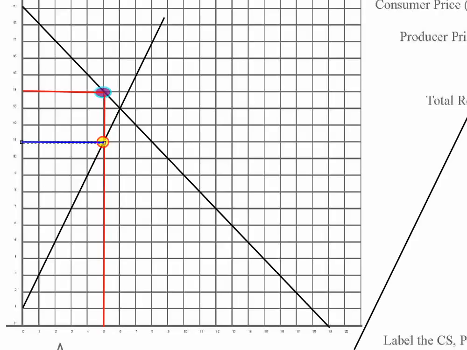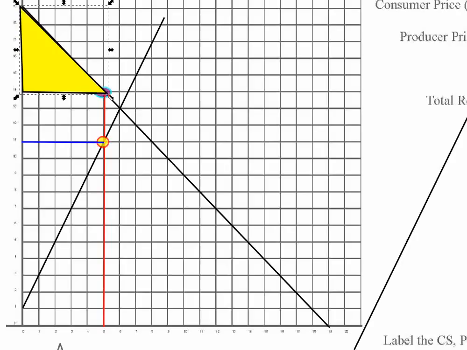Once you figure that out, you can now hopefully picture where everything else is going to occur. We can just say, well, we know that the consumer surplus is above the $14 they pay, but below the demand curve, right there. So let me highlight that yellow. And you can calculate the area of that triangle with no problems at all.